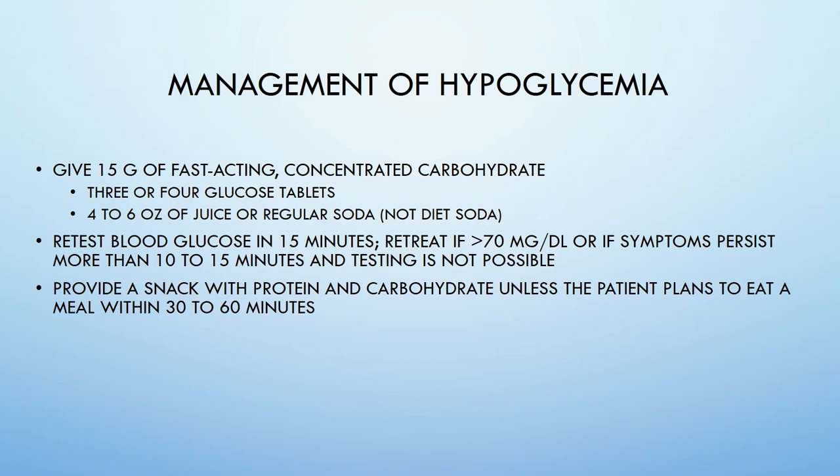I would rather you continuously try to fix it and go from 30 or 40 or 50 up to 150, 200, 300, as opposed to slowly, surely going up slower and slower and slower, because we can always fix hyperglycemia. You're in the process of fixing the hypoglycemia, but if it's taking too long, you're not really doing much. Provide a snack with protein and carbohydrates unless the patient plans to eat a meal within 30 to 60 minutes.